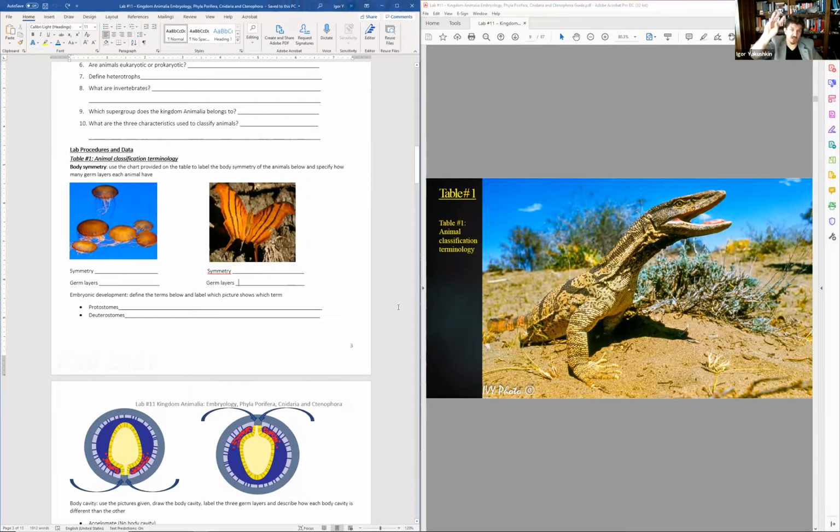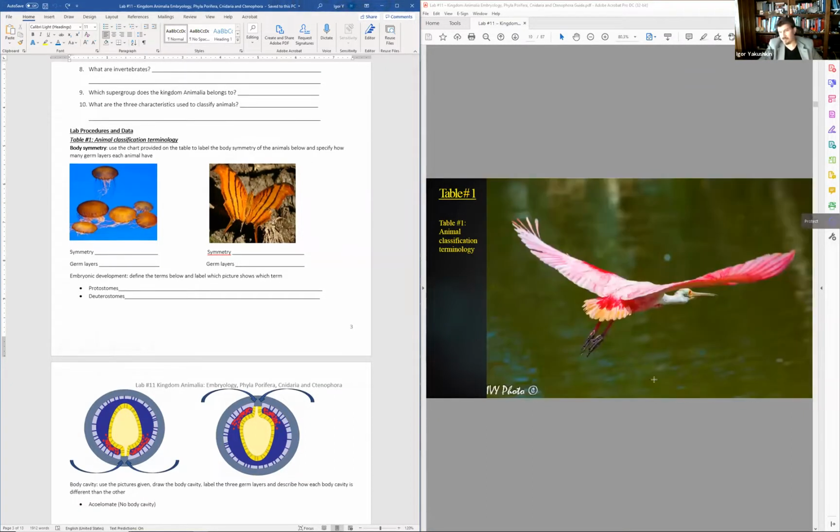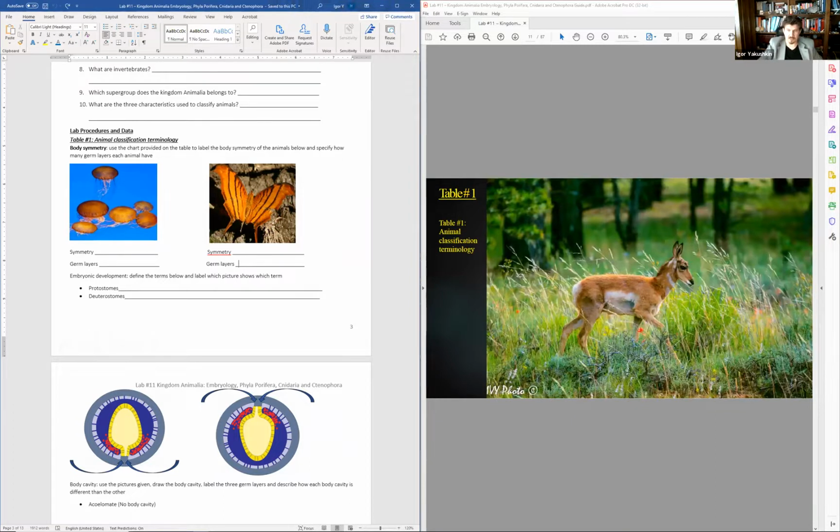Which ones? Ecto, endo, and mesoderm. Yeah, here we have the beautiful picture. Literally kind of in my backyard, took that one. That one is, again, a bilateral creature, right? And that's a Texas paintbrush. It's in Texas, near Austin.